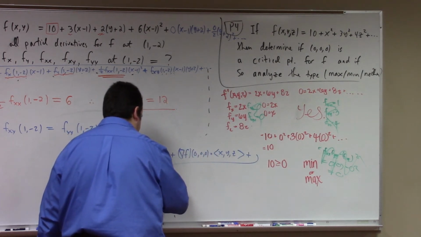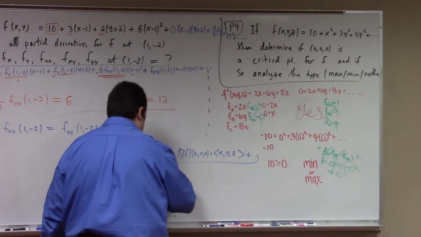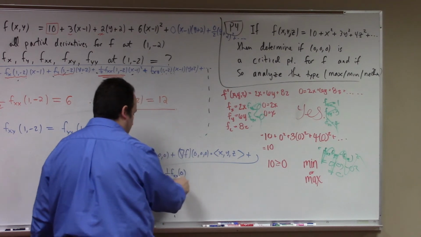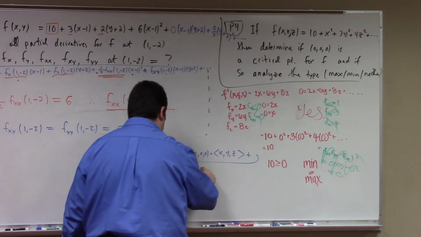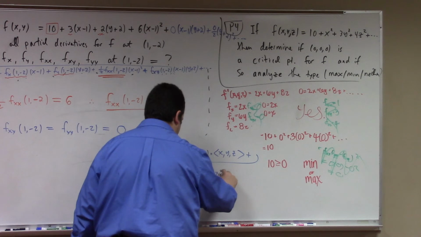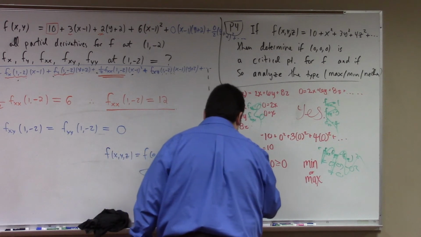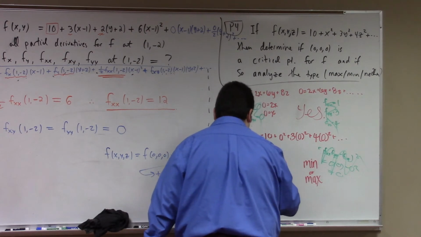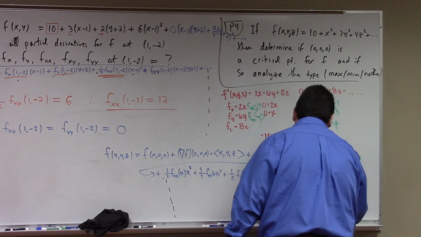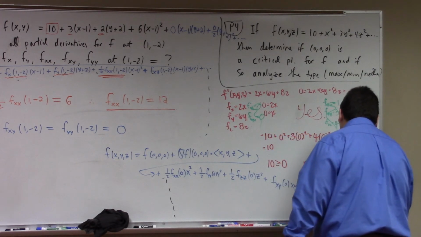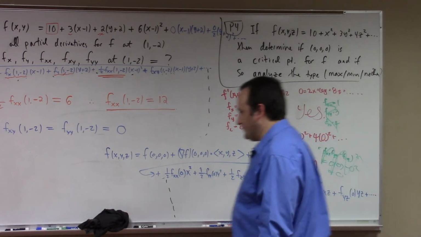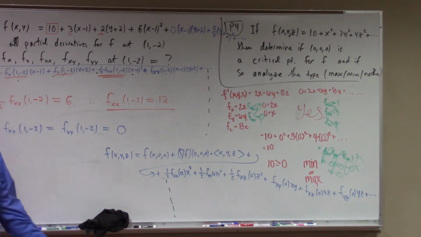Plus, well, then we have 1/2 fxx at 0, the 0 vector, x squared plus 1/2 fyy at 0, y squared plus 1/2 fzz at 0, z squared plus fxy at 0, xy plus fxz at 0, xz plus fyz at 0, yz, and then higher order stuff. Actually, we don't need all that for this problem.